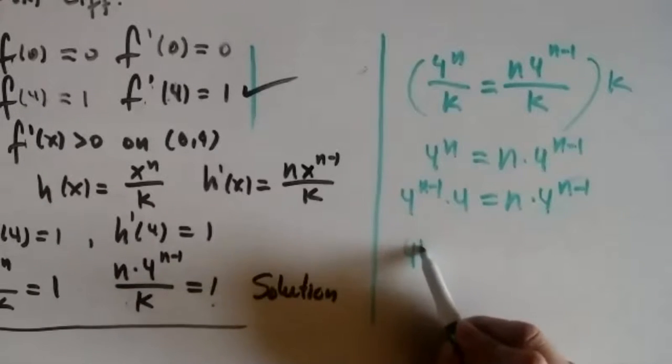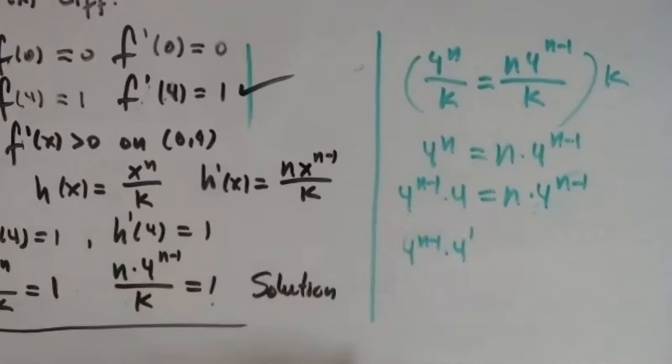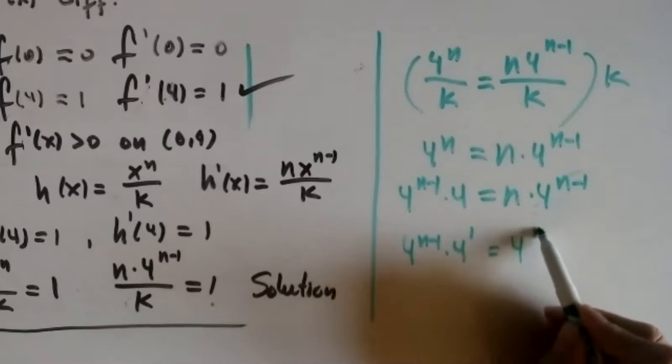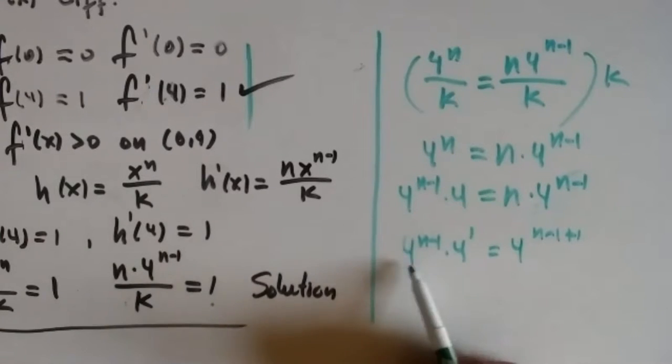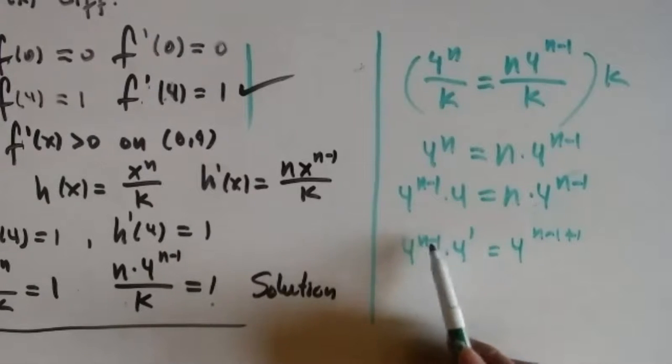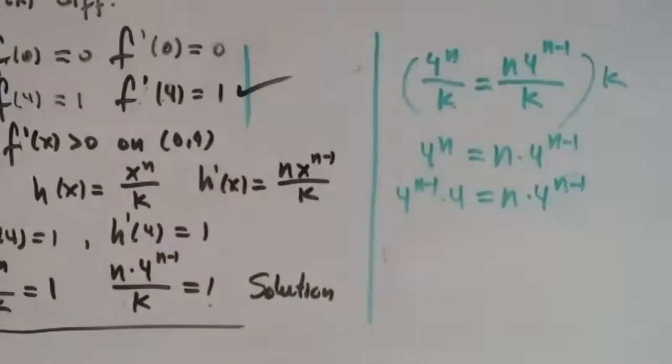4 to the n minus 1 times 4 to the 1, this is 4 to the 1, correct? It is 4 to the n minus 1 plus 1. When you have two exponents with the same base, you add the powers. And what is that? Same thing, 4 to the n.